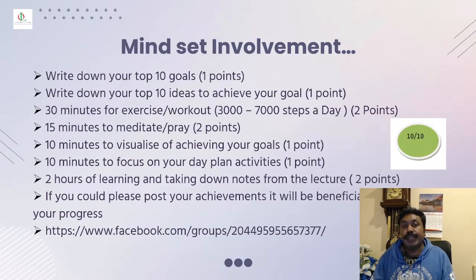Also, don't forget, write down your top 10 goals, and write 10 ideas to achieve each goal. Spend at least 30 minutes doing some sort of exercise or going for a walk, at least 15 minutes on meditation, and 10 minutes to visualize actually achieving those goals, and then 10 minutes to focus on your daily plan for the rest of the day, for tomorrow, or for the next week. Then 2 hours of learning will get you 2 points.